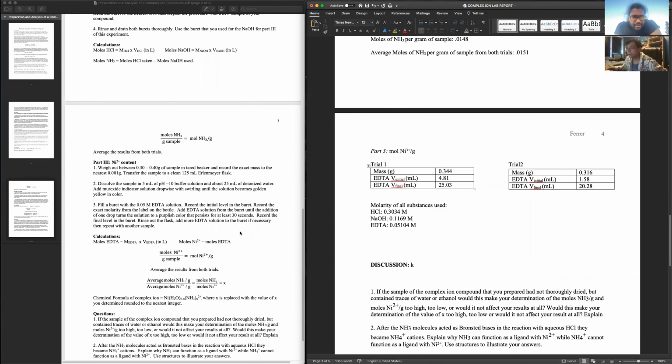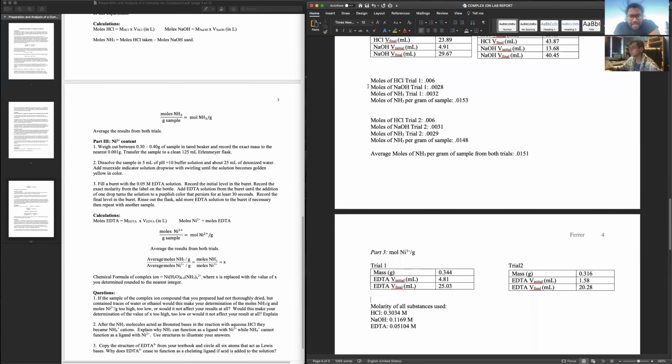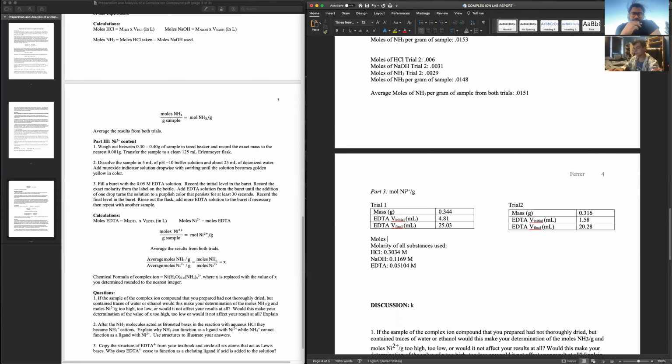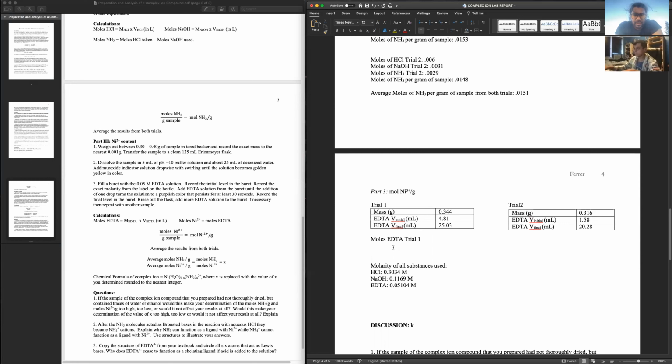So now we're gonna be doing the same thing, but we're gonna find the nickel content. So basically, now we're just doing the thing with EDTA. Take the V final of EDTA subtracted by the V initial, divide by 1,000 to get it into liters, multiply it by the molarity of EDTA to get the moles of EDTA. So moles of EDTA, trial 1, right? That's all we'll need, right? And then it'll be moles of Ni2+, right?